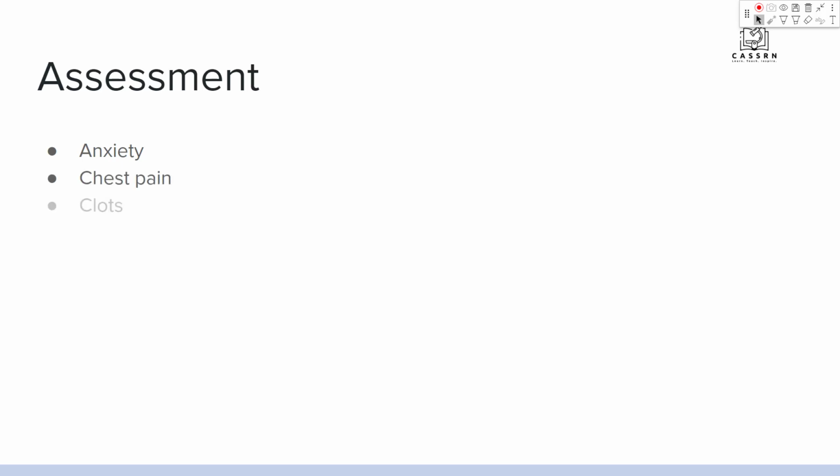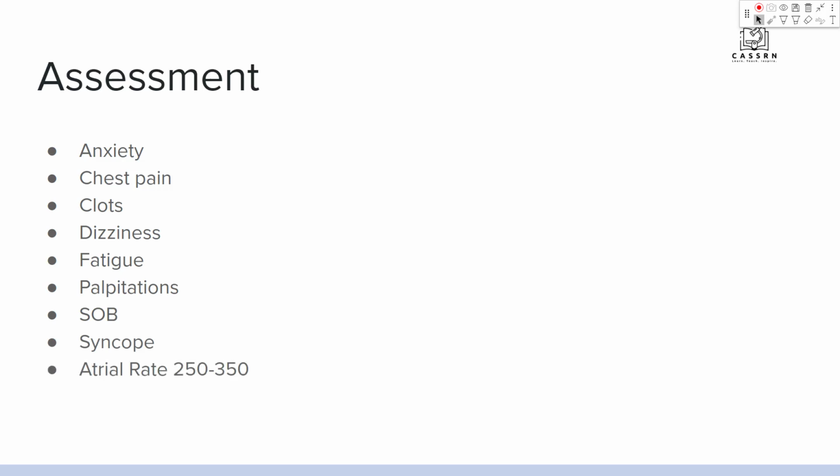They also are at risk for clots. They may be experiencing dizziness, fatigue, palpitations, shortness of breath, syncope, and they'll probably have an atrial rate of between 250 and 350. So just like an AFib, the blood isn't pumping properly through the atria and it can become stagnant, which leads to clotting.